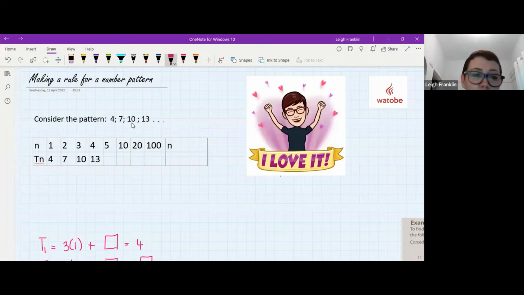What that means is that 1 goes in and 4 comes out, and 2 goes in and 7 comes out, and 3 goes in and 10 comes out, and 4 goes in and 13 comes out, et cetera.